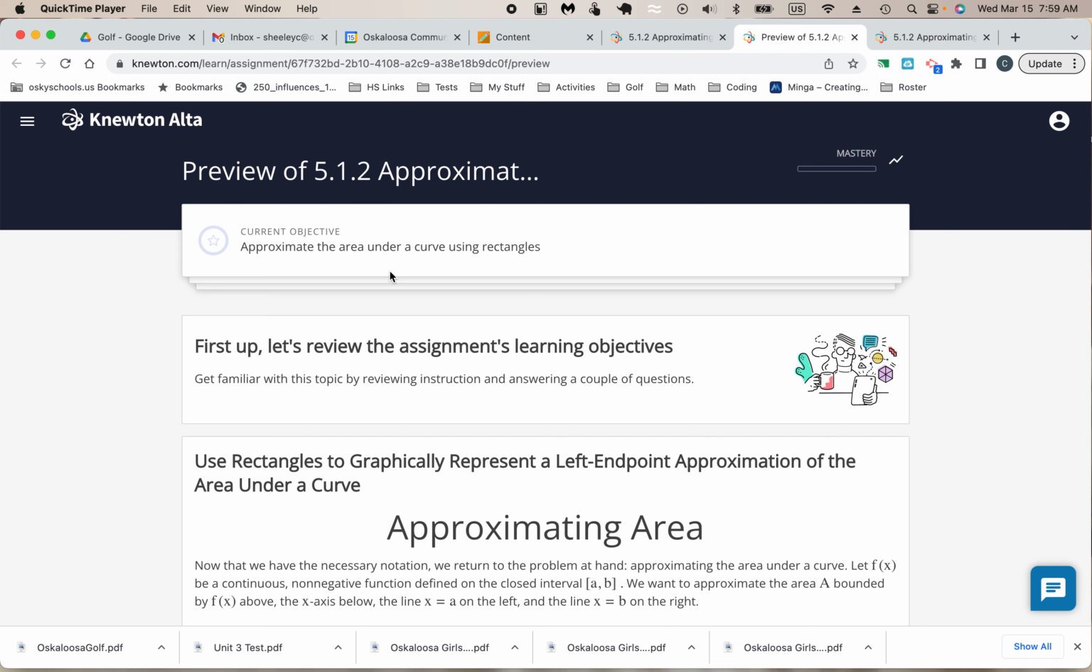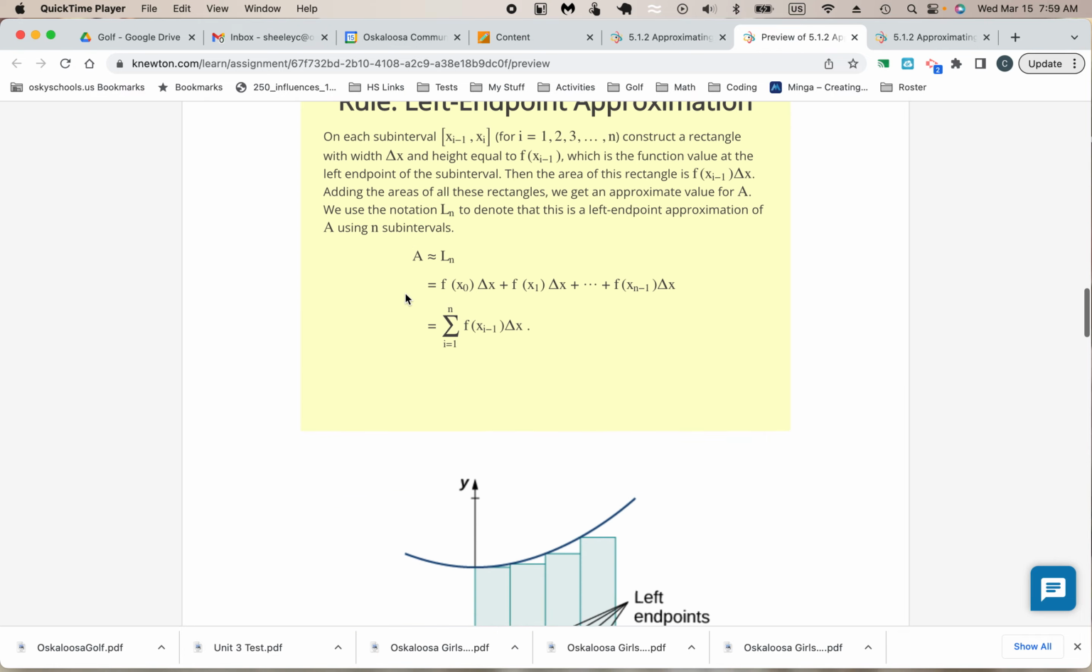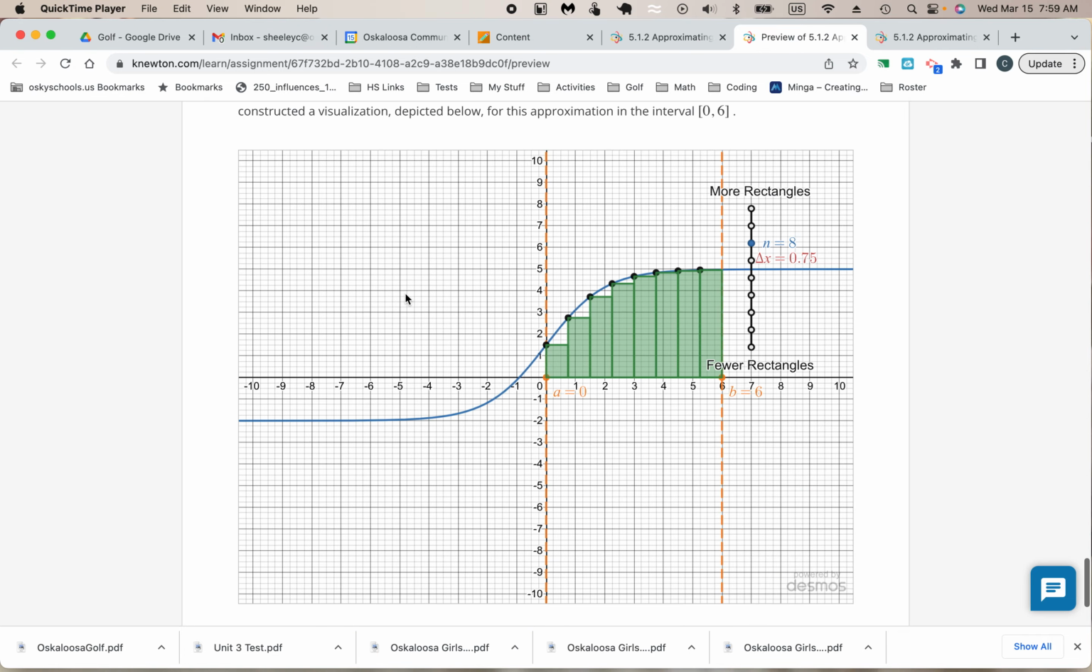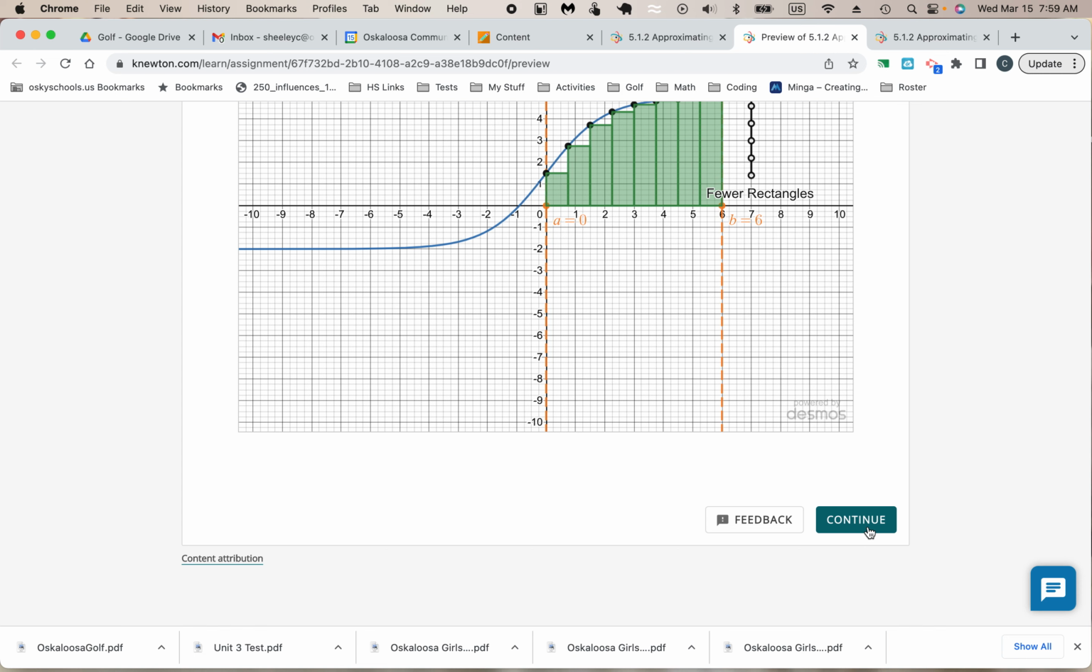To approximate the area under a curve using rectangles. And we're going to end up doing this graphically to start.